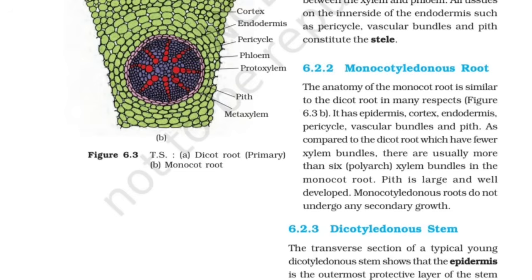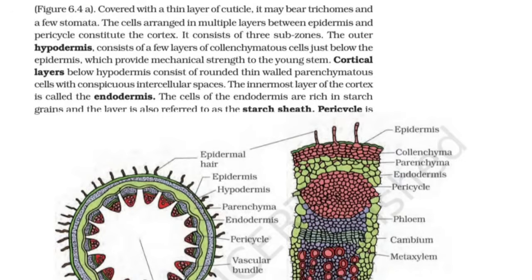Dicotyledonous stem. The transverse section of a typical young dicotyledonous stem shows that the epidermis is the outermost protective layer of the stem. Covered with a thin layer of cuticle, it may bear trichomes and a few stomata. The cells arranged in multiple layers between epidermis and pericycle constitute the cortex. It consists of 3 subzones. The outer hypodermis consists of a few layers of collenchymatous cells just below the epidermis, which provide mechanical strength to the young stem. Cortical layers below hypodermis consist of rounded, thin-walled parenchymatous cells with conspicuous intercellular spaces.